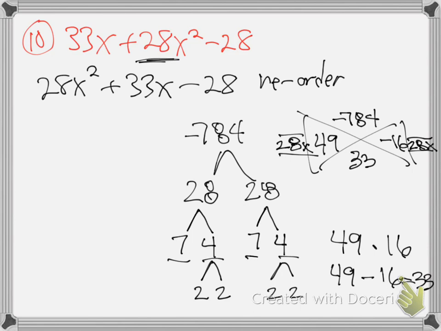So do you want to finish it up? Is everybody making sense to here? So we have a 28 in the front, right? So we have to simplify by 28, either by one side or split it up and do two sides, right? So what can we do? What can 28 and 49 go into? 7.